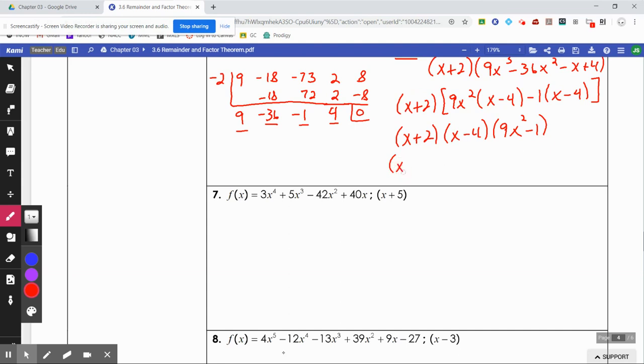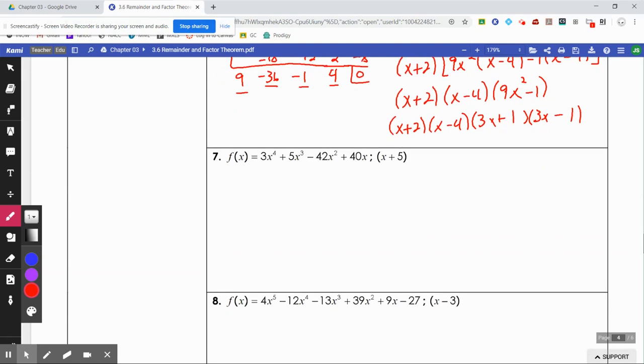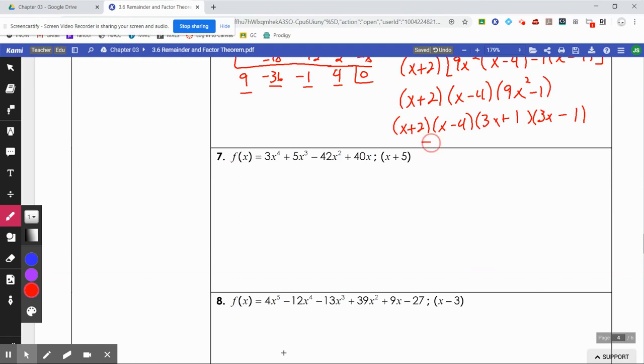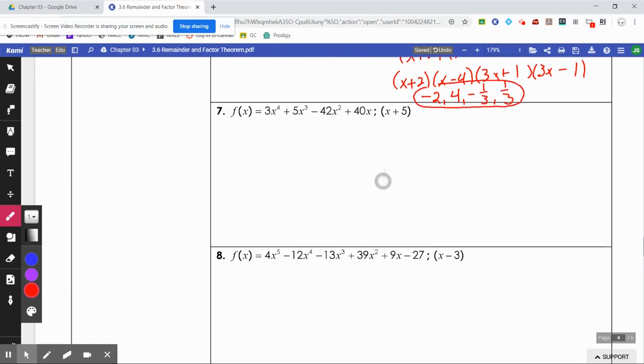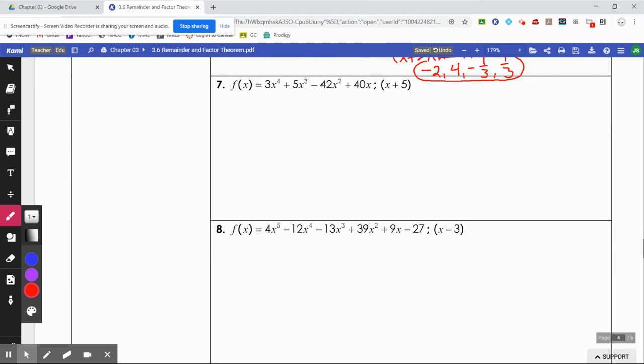Okay, so we now have x plus 2 times x minus 4. 9x squared minus 1 is difference of squares, factors into conjugates. 3x times itself gives you 9x squared, positive 1, negative 1 gives you the minus 1. So that's my factors. So my zeros are negative 2, 4, negative 1/3, and positive 1/3. And we're done.